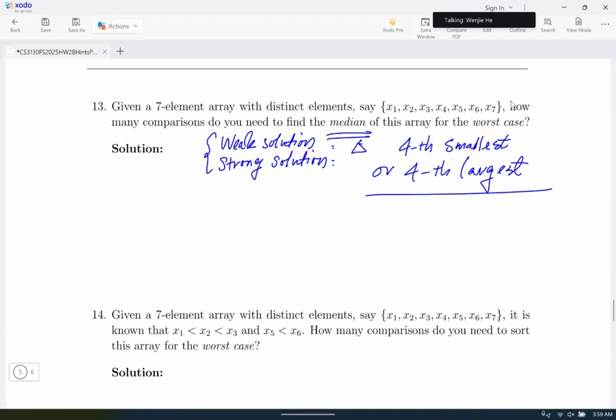Now, let's look at the weak solution. First, let's consider the weak solution. Given the array, you need to split the given array into two subarrays. First, split.